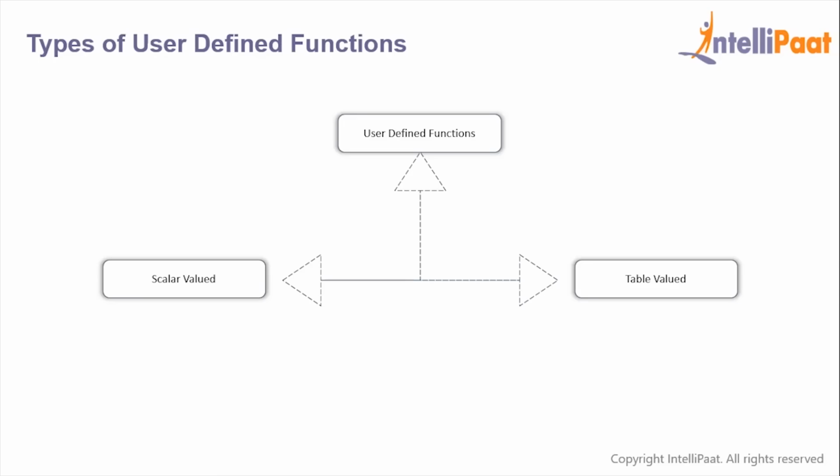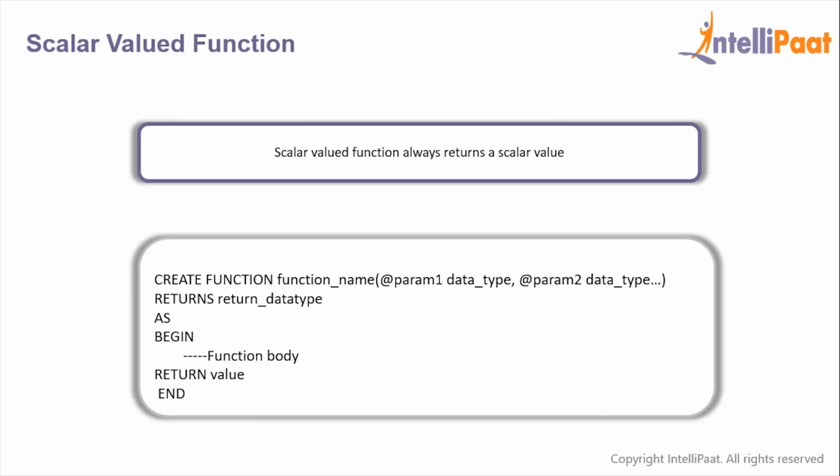So these are the two types of user-defined functions in SQL. We have scalar-valued functions and table-valued functions. We'll start with the scalar-valued functions. So as the name states, a scalar-valued function always returns a scalar value. So a scalar value could be int, varchar, date and so on.